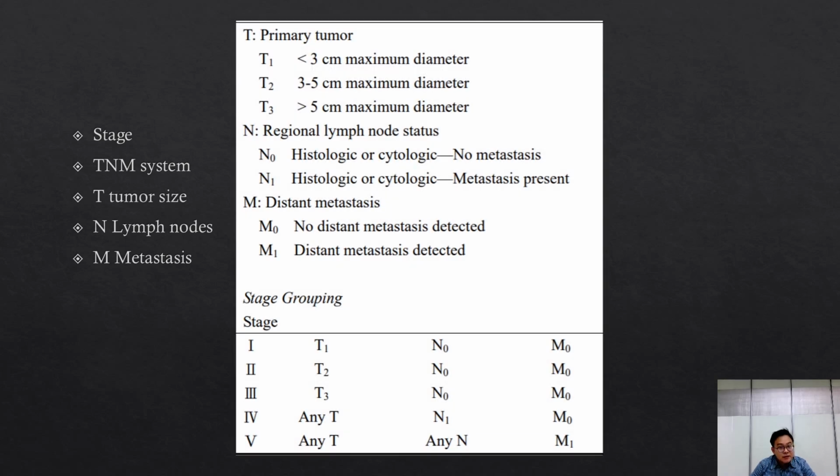Here we can see that T represents the tumor size in diameter, N represents if the lymph node has been involved, and M is metastasis to other organs. Here's the stage grouping. The tumor stage could be determined by the TNM system. So in some tumors, if we say stage 4 or 5, that means it's spread to local lymph nodes and also to distant organs such as the lungs, potentially even the bone marrow.